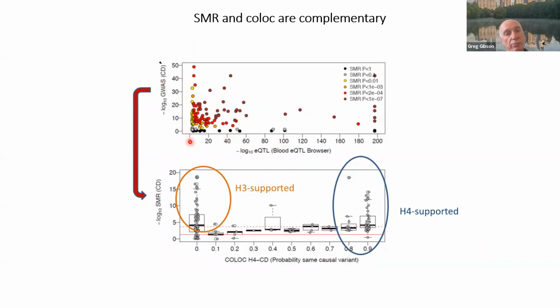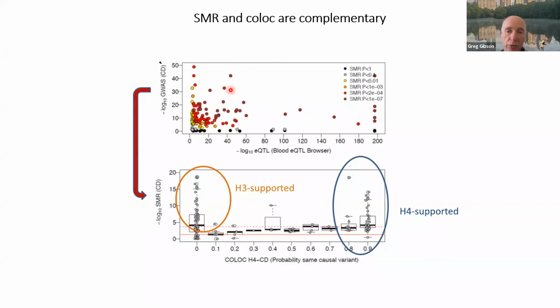So you can see that there are some variants under this SMR model that appear to only have the GWAS association, some that only have the eQTL association, but there are others that have a very strong both. And so these dark red ones are one, and the light red ones are ones that are significant by the SMR model as being co-localized.